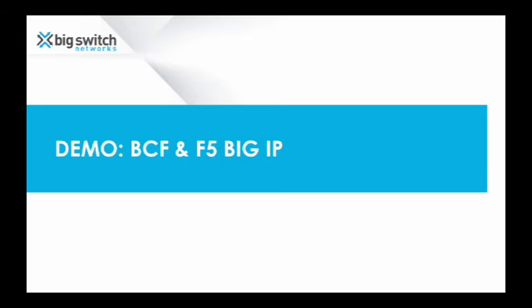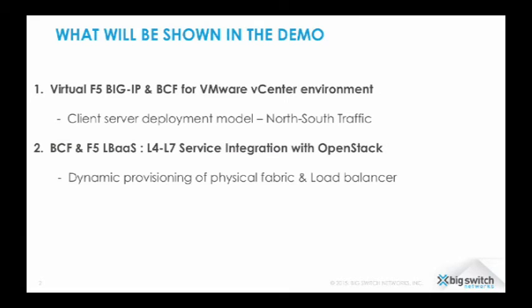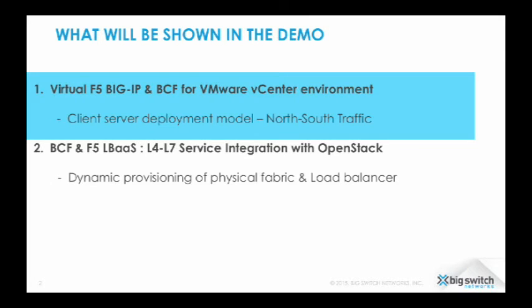Thank you very much. The demo plan is to showcase the deployment scenarios of Big Cloud Fabric with F5 BIG-IP as a server load balancing service. First, I will showcase how BCF and the F5 BIG-IP virtual appliance are deployed in a vCenter environment to provide load balancing service for a client-server deployment model. Secondly, I will show how BCF and F5 load balancer as a service integration with OpenStack helps tenants to dynamically provision both the physical fabric and the load balancing service. Let's start with the BCF and F5 deployment in the vCenter environment.